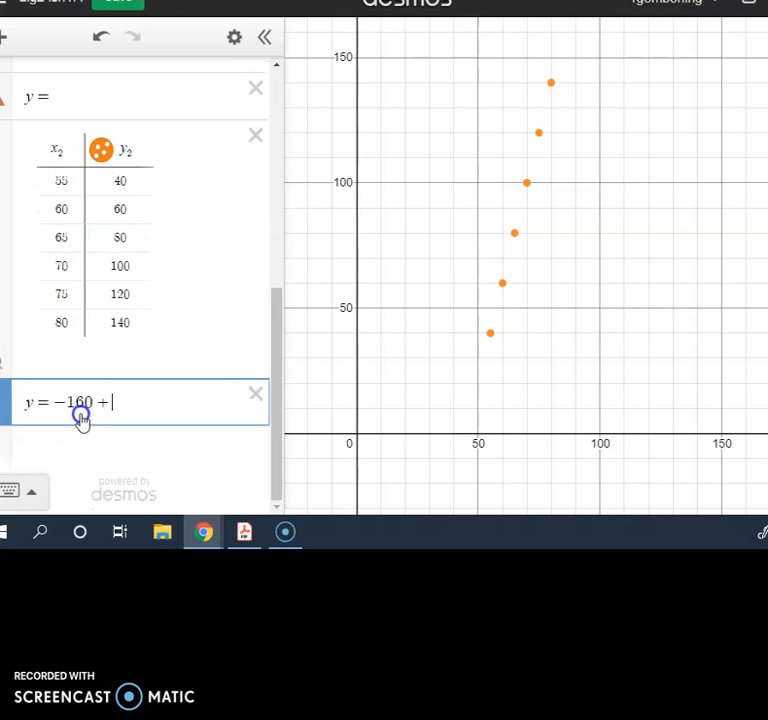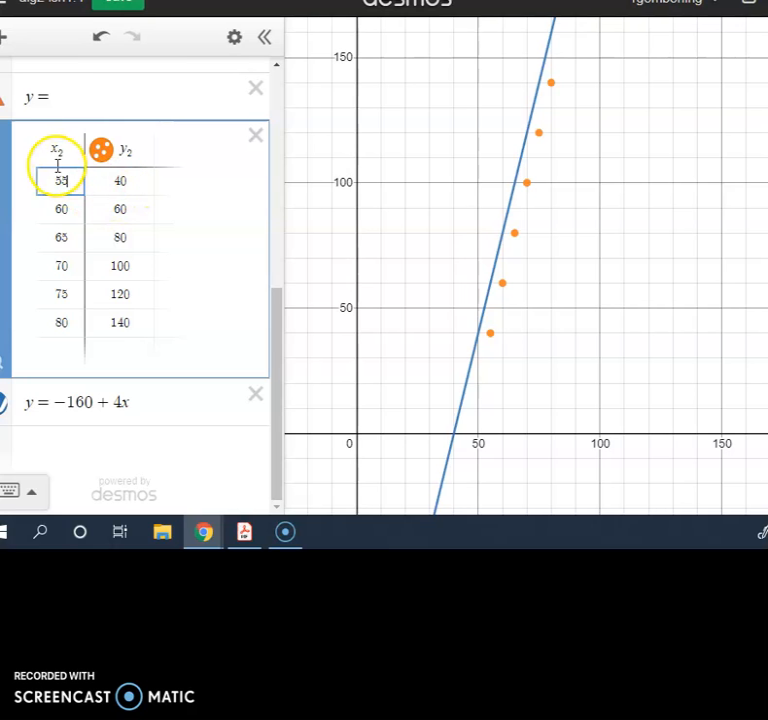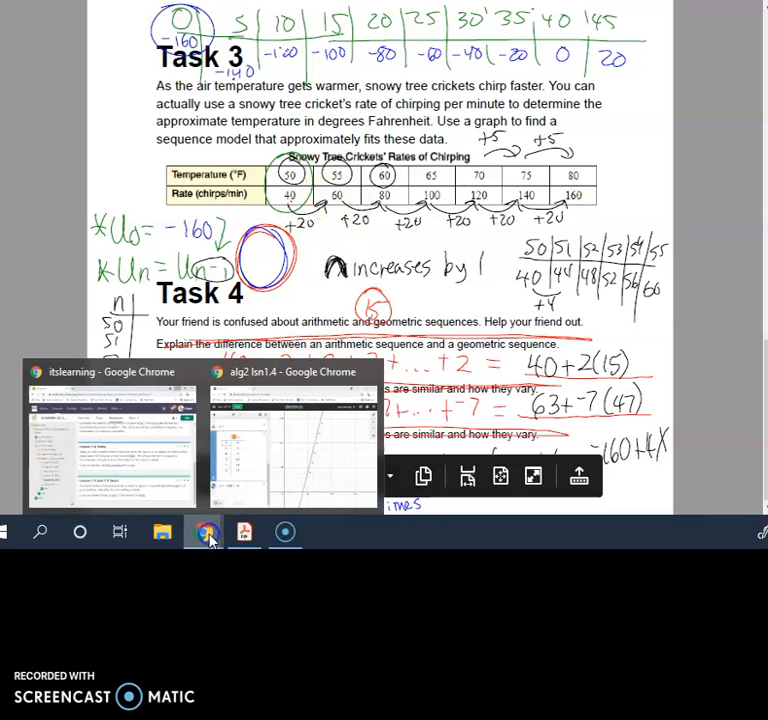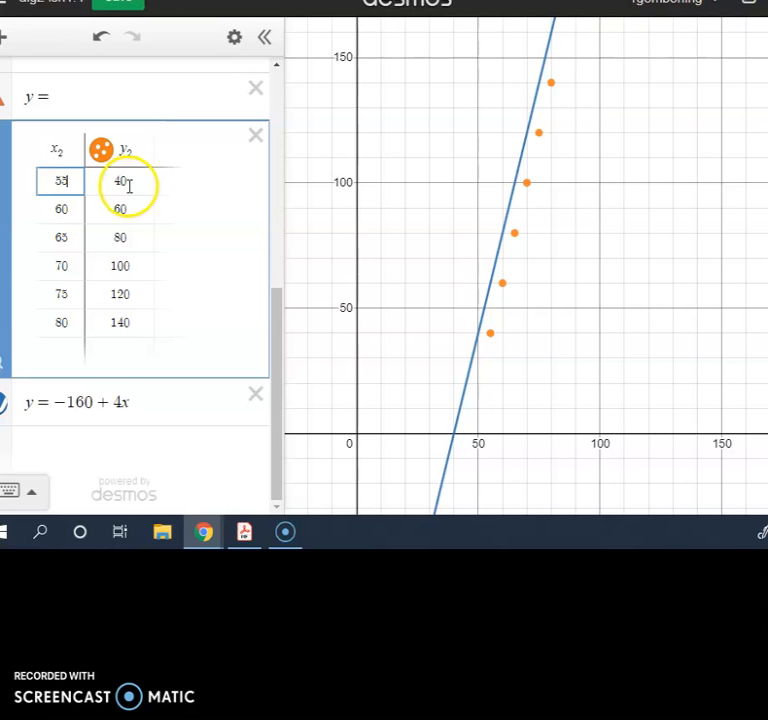So negative 160 plus 4x. And you'll notice that it's off a little bit. And this is a mistake that I made. So I need you to go back to the table here, because the 40 and 55 is actually supposed to be 50, 40, 55, 60. And I have 55, 40 instead of 50, 40. So this x number is actually off by 5. So it should be 50.